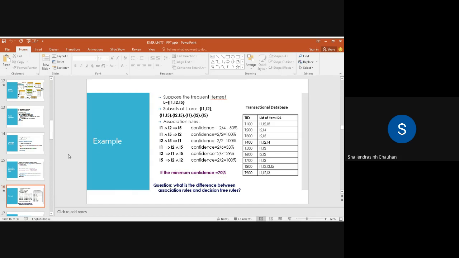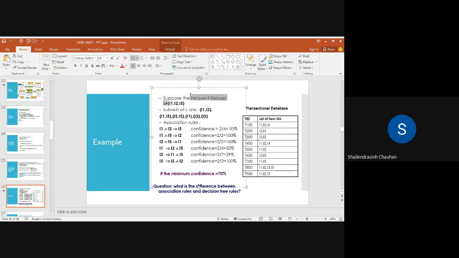Here the same thing is given with one example. Whenever you want to find out association rules, you should have the frequent item set first. This is the frequent item set that you are getting from this table by applying the Apriori algorithm. After this, you need to find out subsets of that item set, and then from that you can find out these rules. How to find out the rules, that we'll discuss.